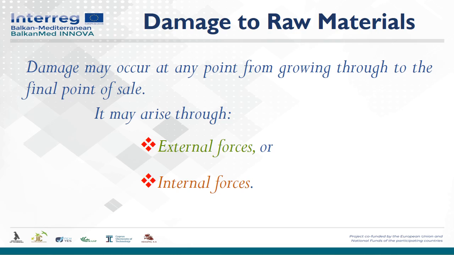Damages caused by internal forces are associated with more severe consequences for food. These damages are mainly caused by changes in the temperature, by changes in the humidity or cracking of fruits and vegetables, thus affecting the development of pathogenic microorganisms in these products. And these have to do with biological and chemical reactions.